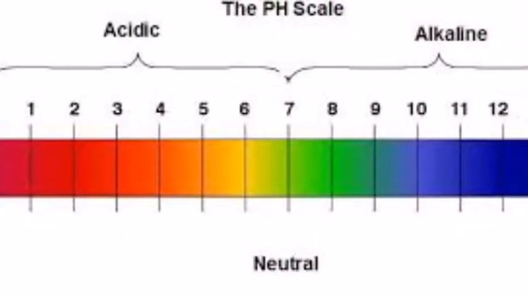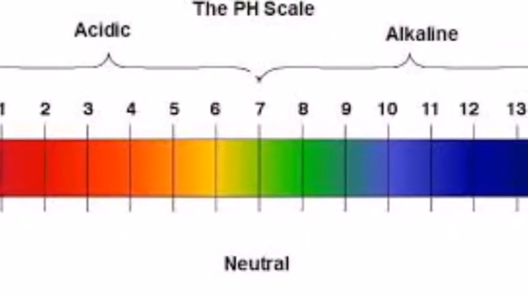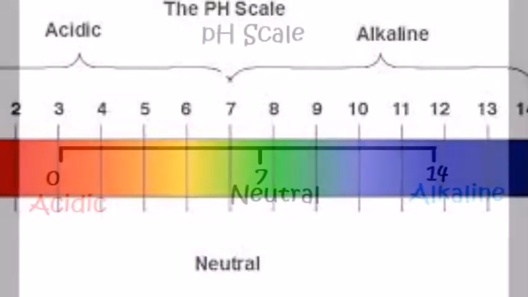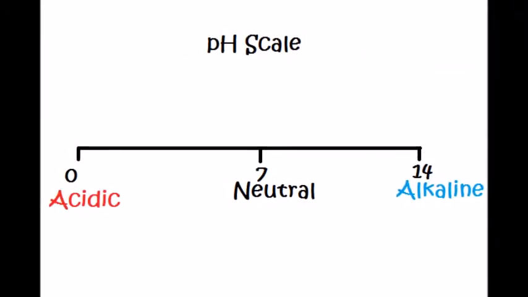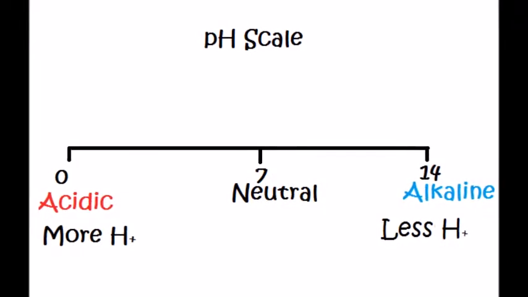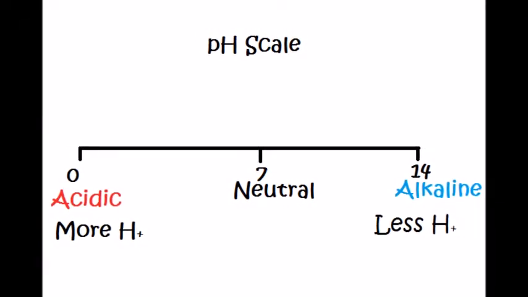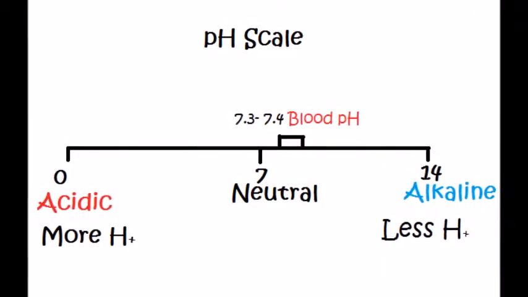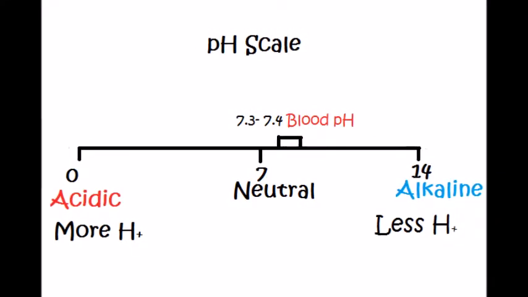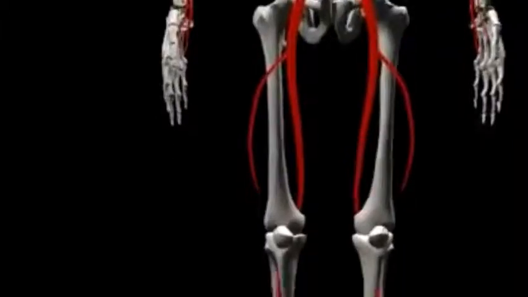The pH scale ranges from acidic, 0, to alkaline, 14. 7 is neutral. When it is acidic, there are more hydrogen ions, and when it is alkaline, there are less. The pH of blood is found ranging from 7.3 to 7.4.